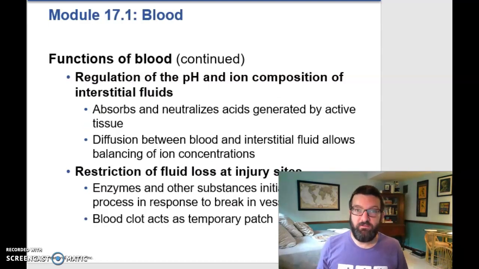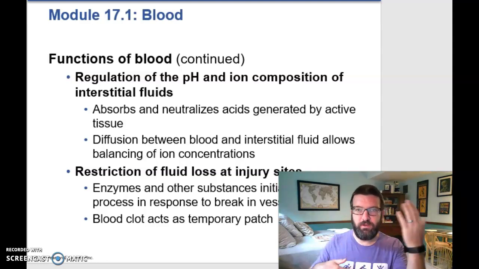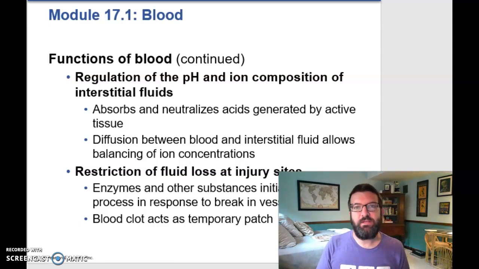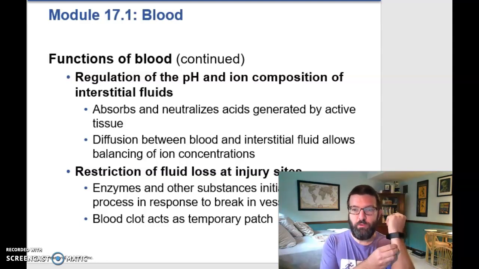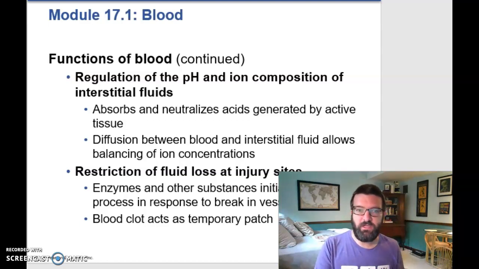Within your blood, you also have buffer systems which help regulate your pH, and diffusion between your blood and your interstitial fluids allows you to regulate your ion composition somewhat, and it also allows you to sort of diffuse toxins and things like that throughout your body rather than having them accumulate in one place. And it allows you to restrict fluid loss at injury sites. You have a mechanism by which when you open up a blood vessel, it clots, right? You have a clotting system, and that's also a function of the blood.